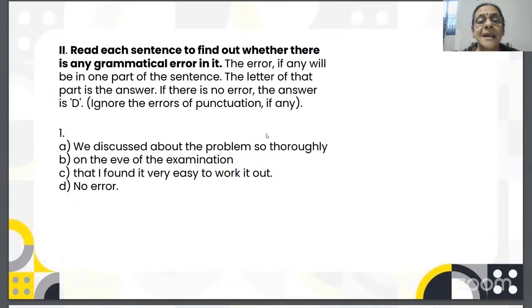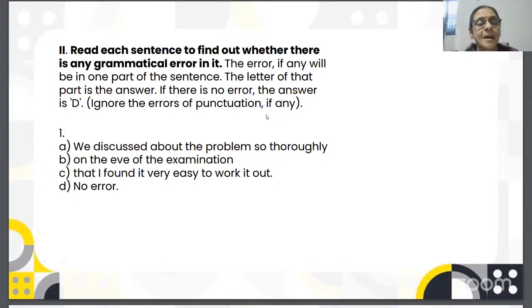Now read each sentence to find out whether there is any grammatical error in it. The error, if any, will be in one part of the sentence. The letter of that part is the answer. If there is no error, the answer is D. Ignore the errors of punctuation, if any.